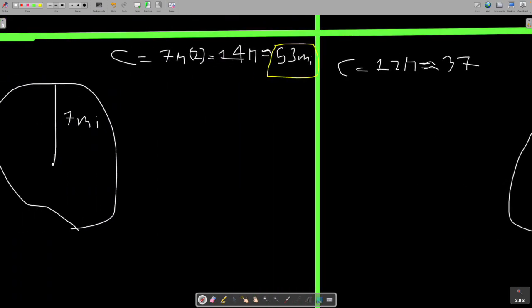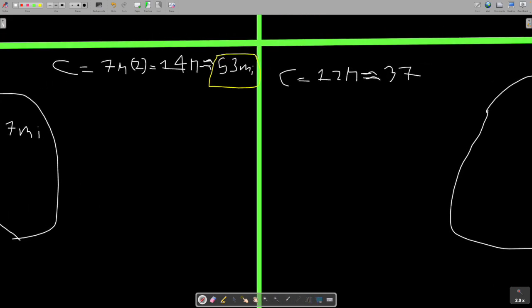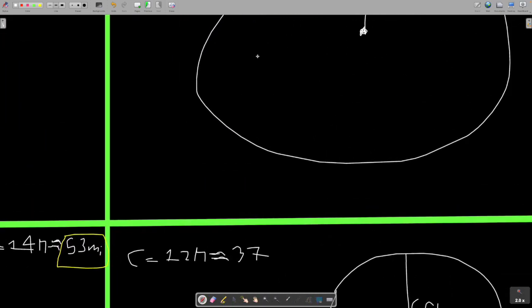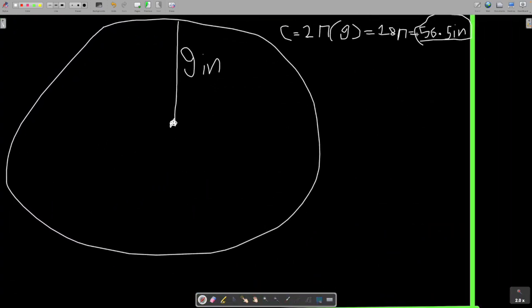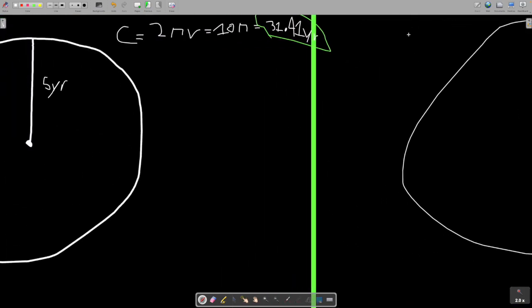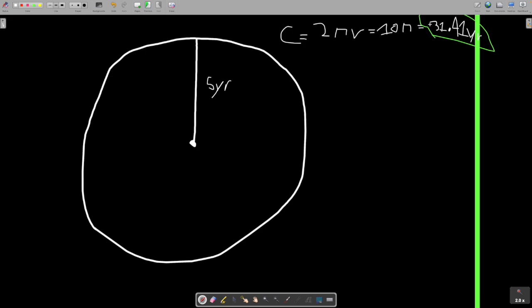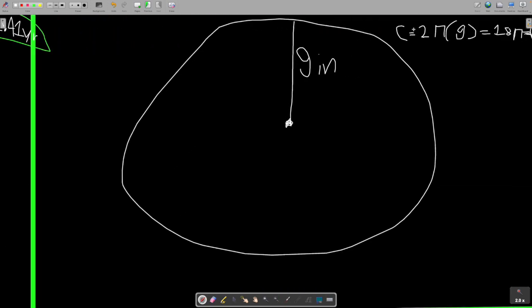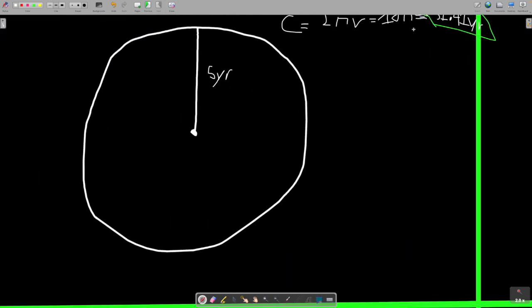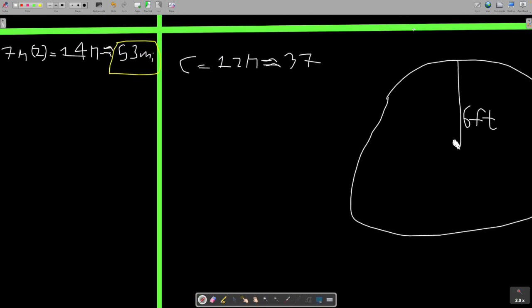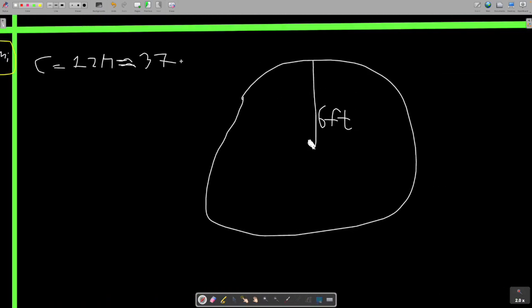Also, I should probably be writing approximately equal signs, the wavy one, because it's not an exact number. You can say it's 14 pi or 12 pi miles. That also works, but if you want an approximate answer in decimal, you can say it's approximately 31.41 yards, or approximately 56.5 inches. It's approximately equal to 53 miles, and then finally 37 feet. So the answer is 37 feet for this circle.